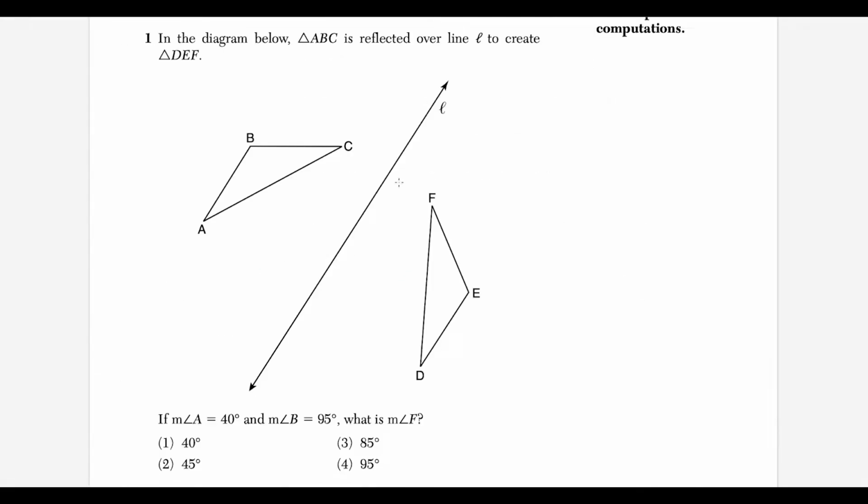So let's get started. First up, we have triangle ABC reflected over line L to create triangle DEF. And we're given the measure of a few angles. We're told the measure of angle A is 40 degrees, so I'm just going to label this 40.